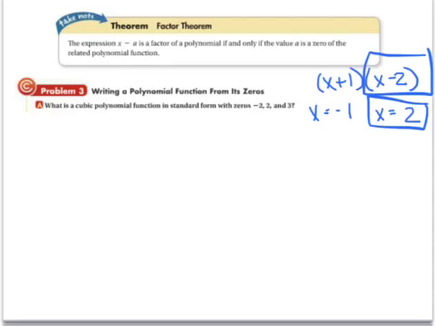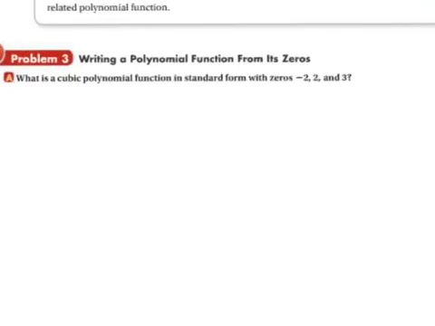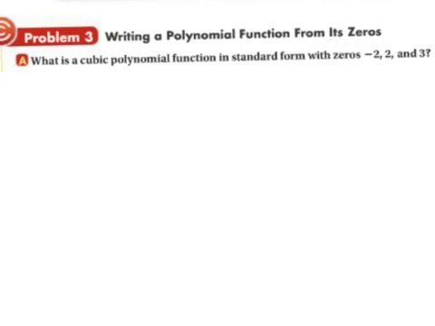So when we have a problem that says, what is the cubic polynomial in standard form with the zeros negative 2, positive 2, and 3, we have to start by saying, what factors did those 3 zeros come from? What factor would the 0, negative 2, come from? How would we get negative 2 as an answer, Andy? X plus 2. Exactly. This 0 would give us x plus 2. That's the factor that it came from.